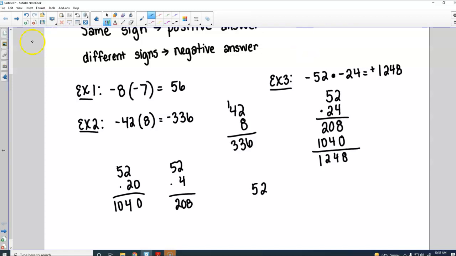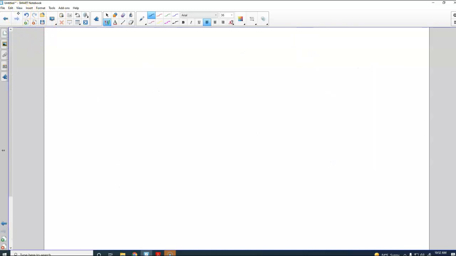All right, let's do a little dividing. Let's do some fun ones here. Let's do negative 45 divided by 9. I am typically going to use the fraction bar as my division.